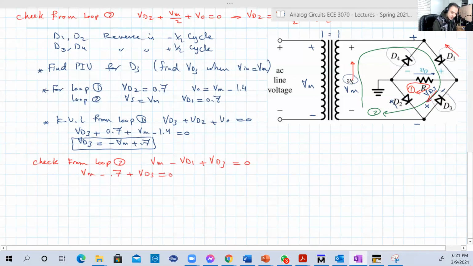This is basically easier than loop 1. So from that, VD3 equal to minus Vmax plus 0.7. This is basically the peak inverse voltage. Okay, so let's highlight it.